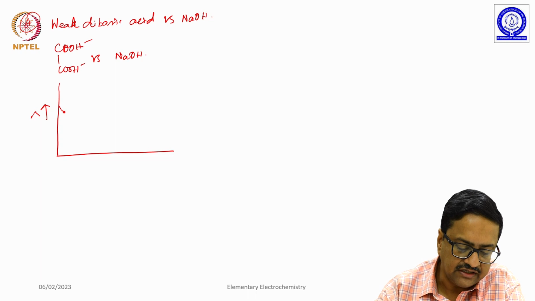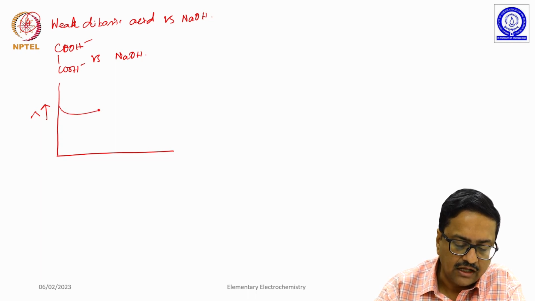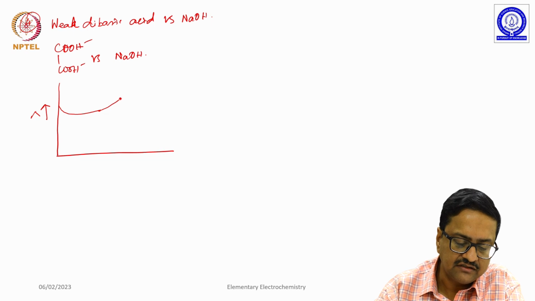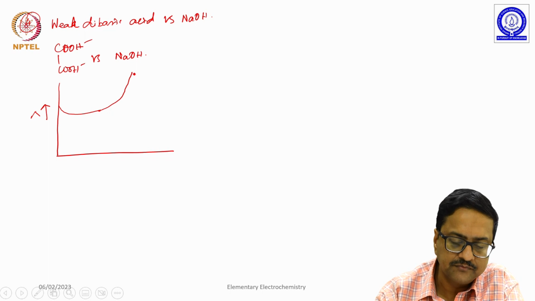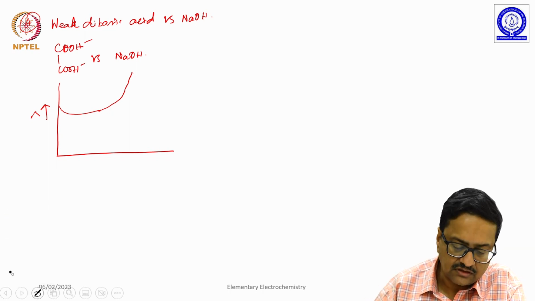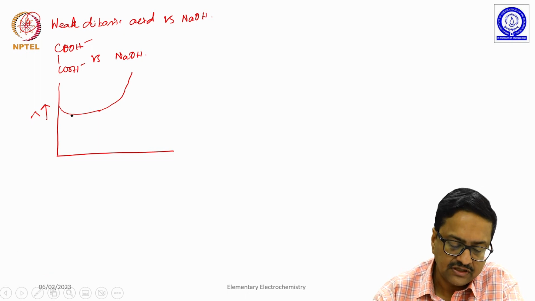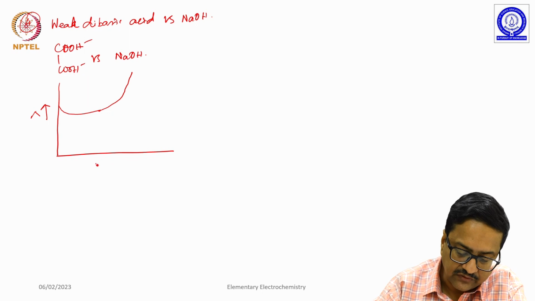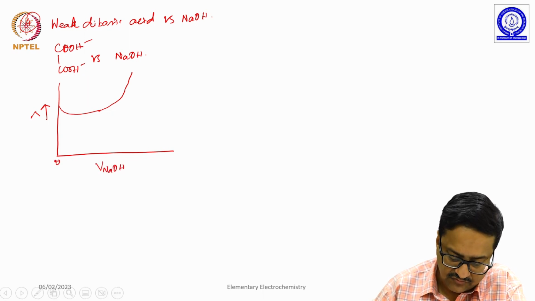So initially it will decrease, then it will go on slowly increasing. After the first neutralization has taken place, the curve will bend a little bit, and then when it is over with NaOH, it will go up. So if you get a graph like this, if you get a plot like this, I think I should write volume of NaOH here, and it is 0 volume of NaOH.